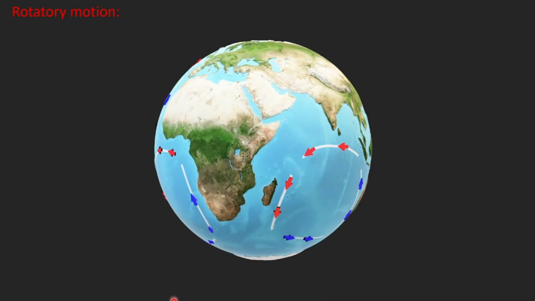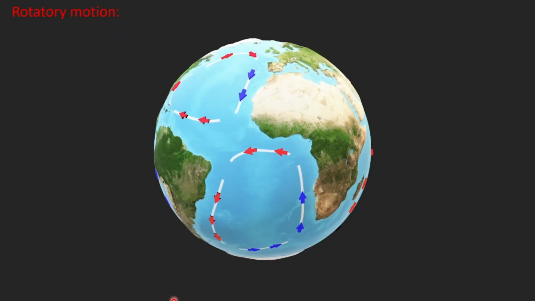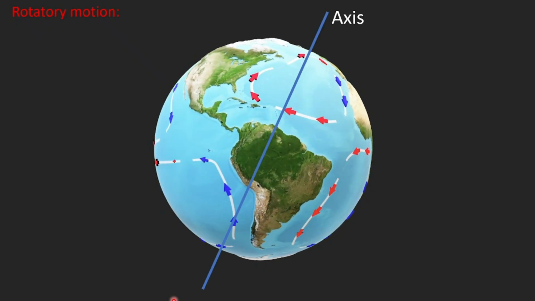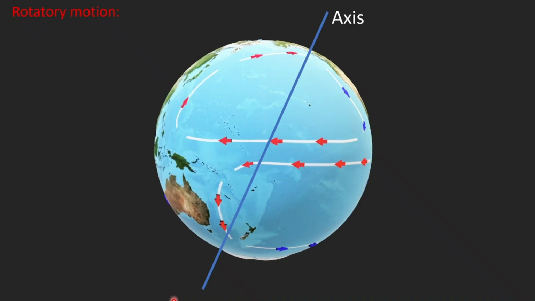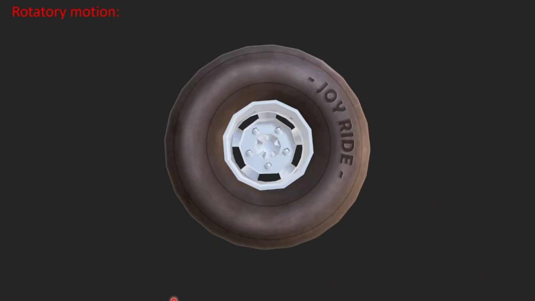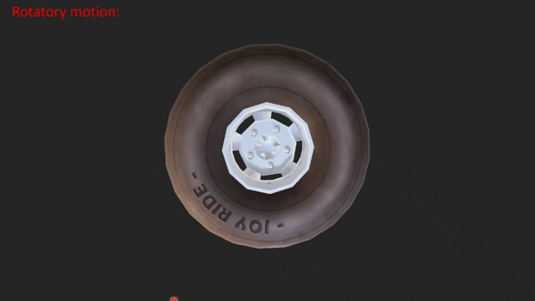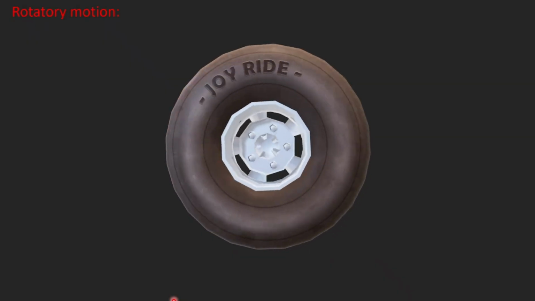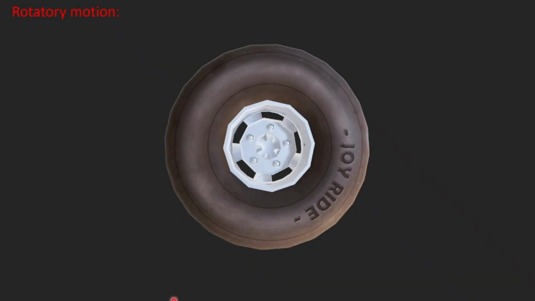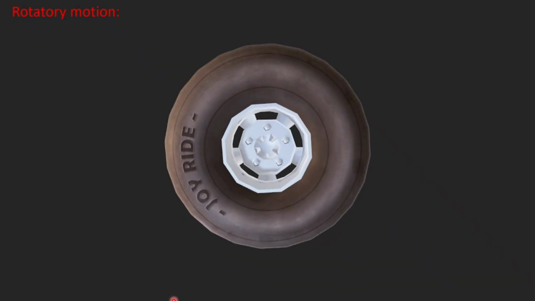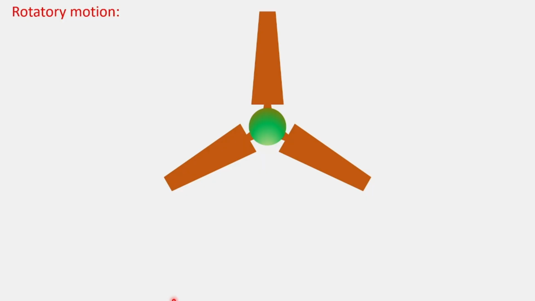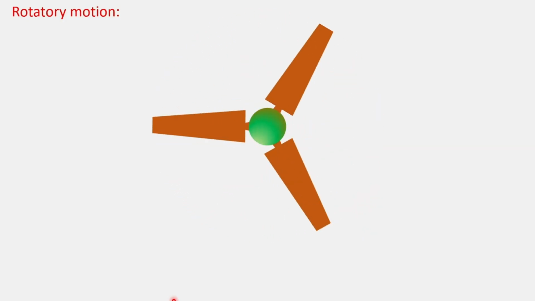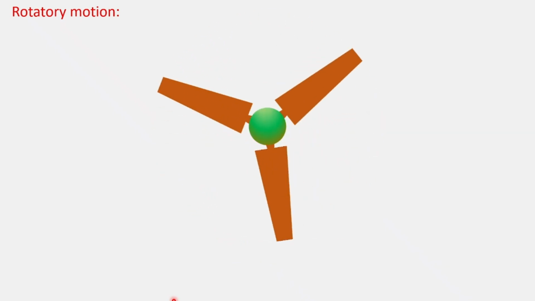If you observe here, the Earth rotates itself, it takes 24 hours, and it rotates along an imaginary axis. So such type of motion is known as rotatory motion. And the wheels of the car are also examples of rotatory motion. Hands of a wall clock are also in rotatory motion. Blades of a ceiling fan are also in rotatory motion.